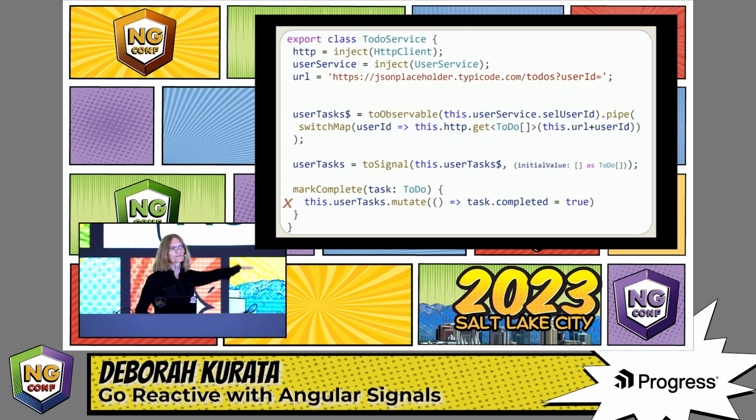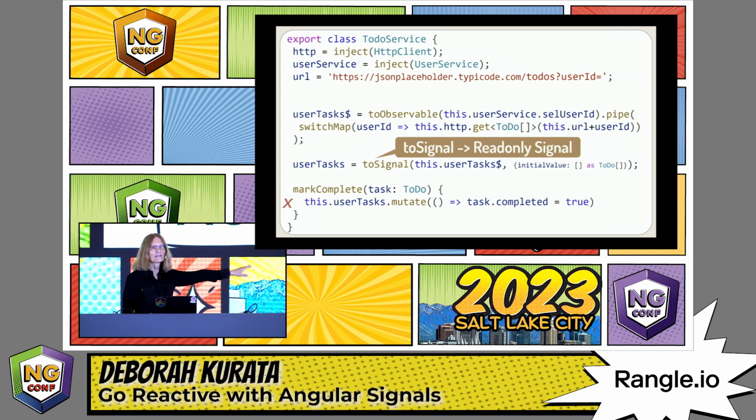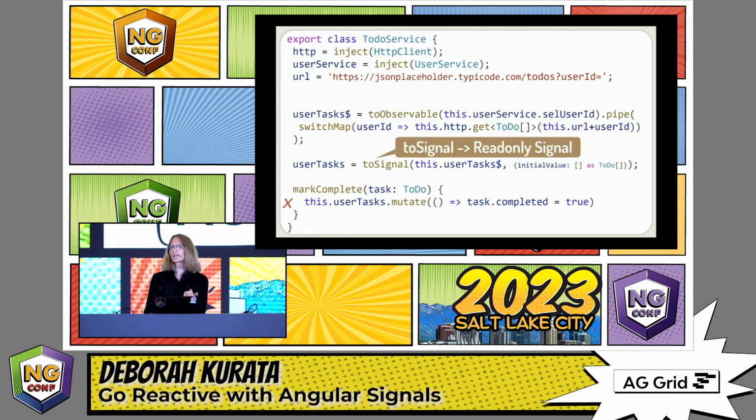Okay, so don't take a picture of this code because it doesn't work. Why won't it work? Because toSignal creates a read-only signal. So if we use toSignal to get our data from an observable into a signal, we can't update it. We can only display it. Well, it's not that we can't do anything with it. We can display it, but we can't make any changes to it at all. So we'll just write code now that doesn't do any modifications. No, just kidding.